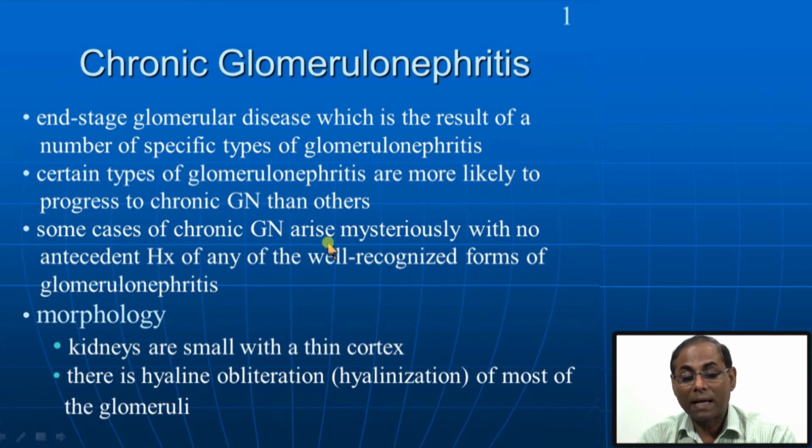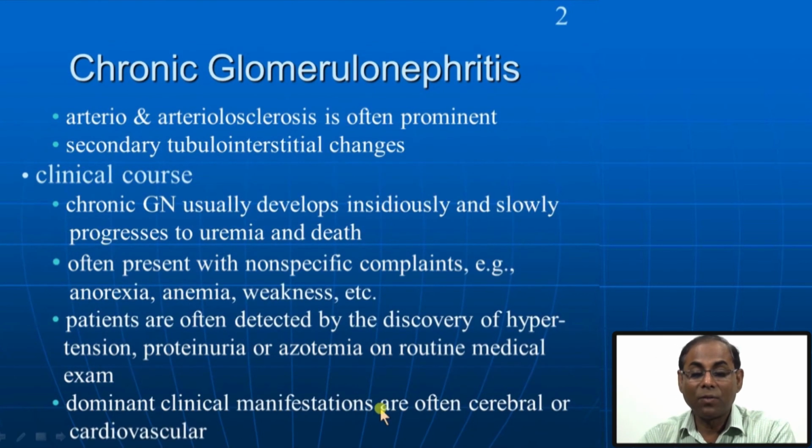In some cases chronic glomerulonephritis arises mysteriously without any antecedent history. The patient may be subclinical, so didn't come to the hospital, and came when most of the glomeruli were already sclerosed. So, morphologically the kidneys are small with a thin cortex, a chronic contracted kidney, which on ultrasound is also an indication that the person is suffering from chronic kidney disease. It may be chronic glomerulonephritis, chronic pyelonephritis, or chronic interstitial nephritis, which leads to end stage renal disease. And there is hyaline obliteration of most of the glomeruli. The arteriosclerosis is often prominent, and secondary tubulointerstitial changes are there.